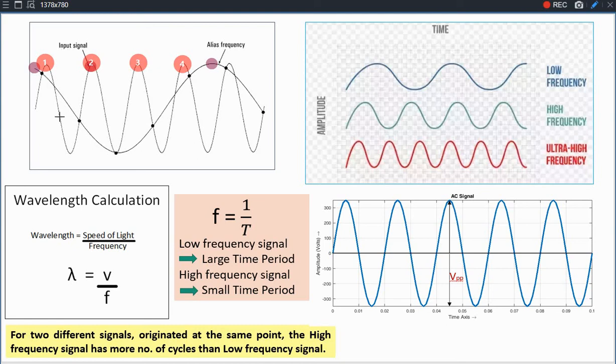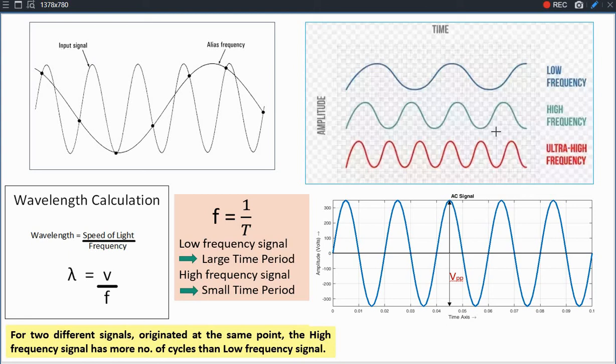And here you can watch that from the originating point, this is the one time period for the input signal, which is much smaller than the time period of the alias frequency signal. This is the time period for the alias frequency signal, which is much greater than that of the higher frequency input signal. So in this way we can generate the concept of low frequency signal and high frequency signal.